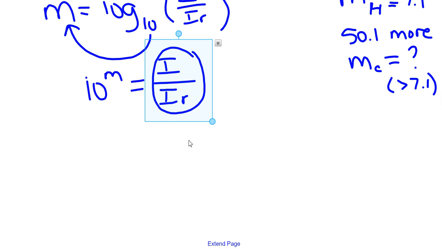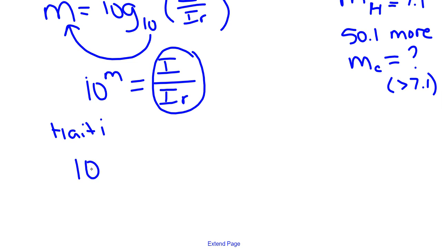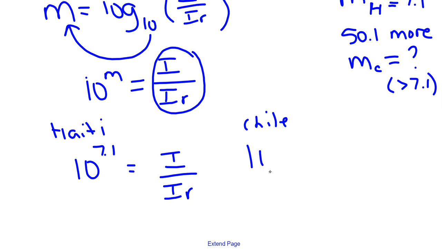So if I look at the formula, I can do it from the perspective of Chile and then from Haiti. Okay, so let's look at it from the perspective of Haiti. It's going to be 10 to the m, we know the magnitude is 7.1, is going to be a ratio of intensities. And then I know from the perspective of Chile, it's going to be 10 to whatever that magnitude is going to be, the ratio of the intensities.